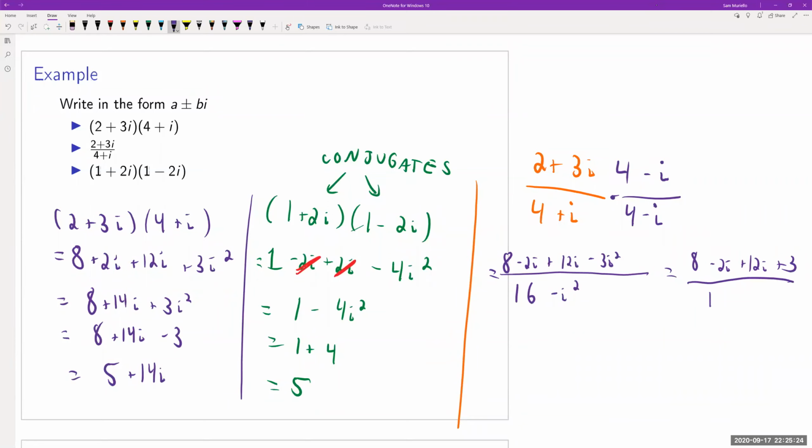And then the denominator is 16 plus 1. And then combining like terms, 11 plus 10i over 17. This doesn't technically fit the form that we were looking for. Normally I would be okay with this, but just to take it all the way, I should split this up into two pieces, giving me 11 over 17 plus 10 over 17i.